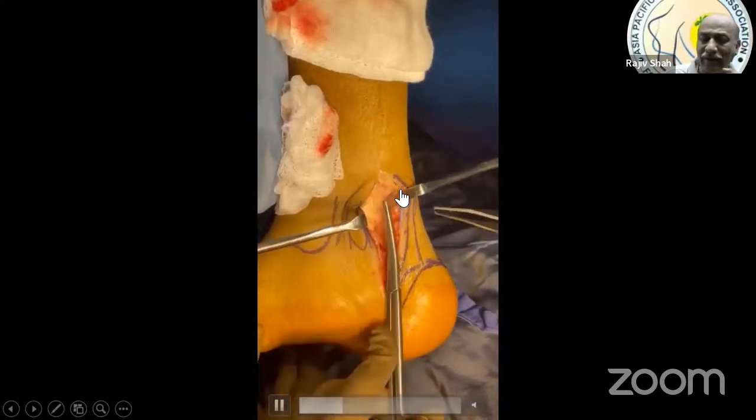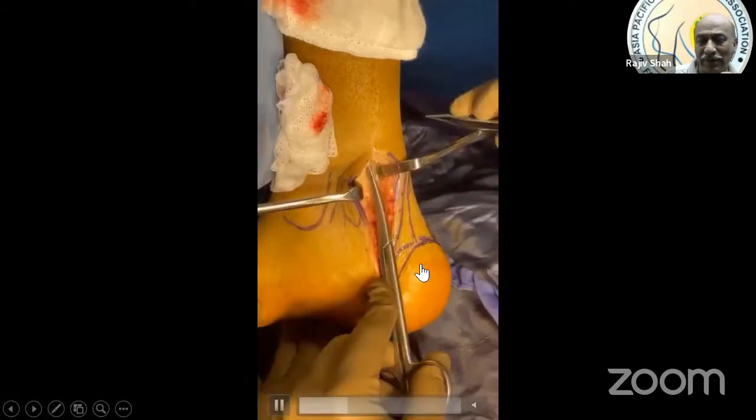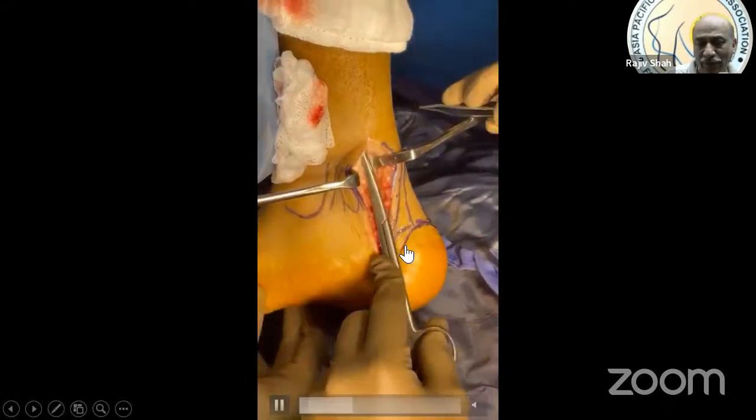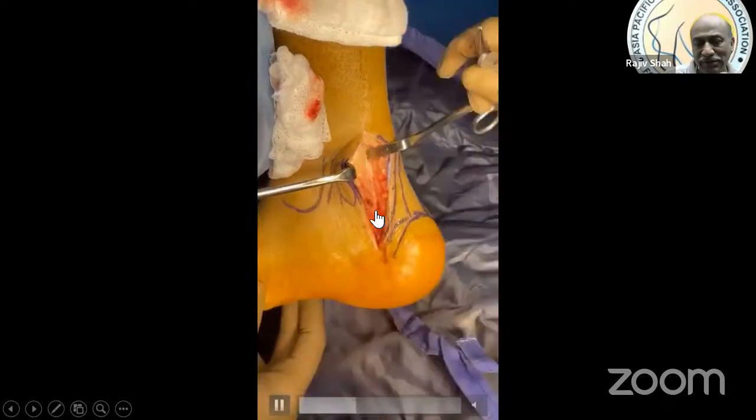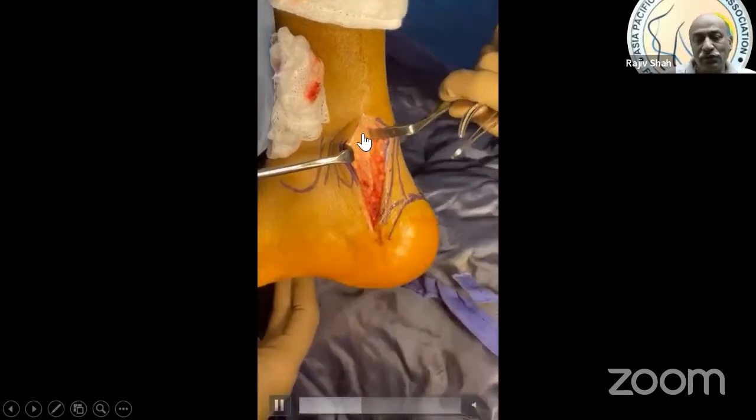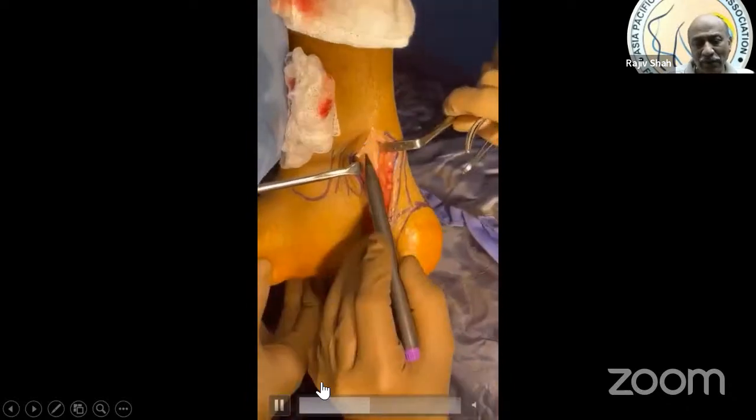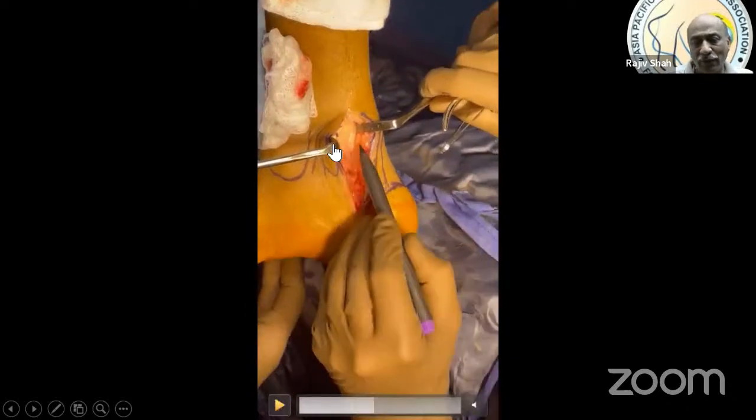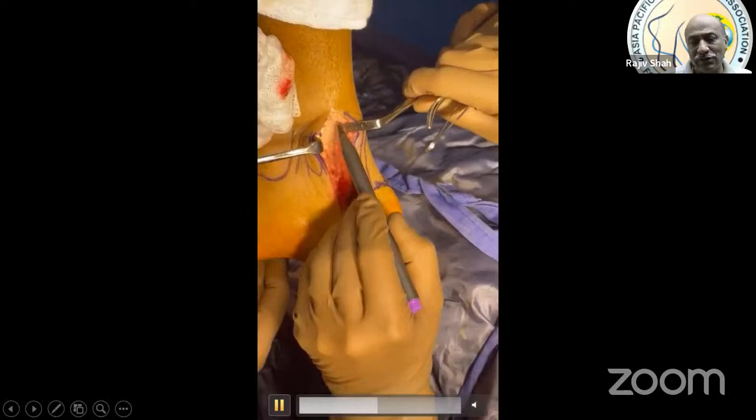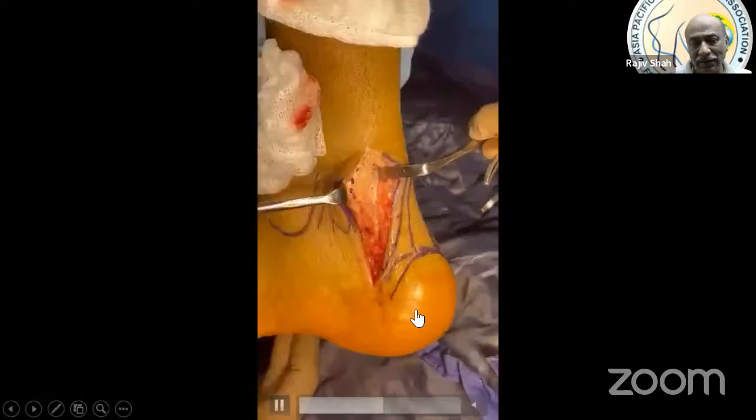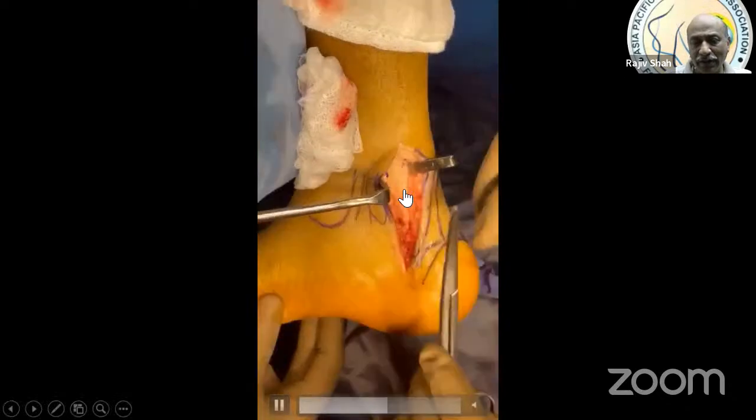It is very important to remember that you should be starting from the top and going down, because as you go down, structures come closer. So if you want to dissect or find the flexor hallucis longus, you should be starting from the top and going down. Now, when I cut the sheath of FHL, or any such structures, I like to mark it with a marking pen, so that later on, when I want to take the sutures, this gives me a lead to go ahead and repair this.